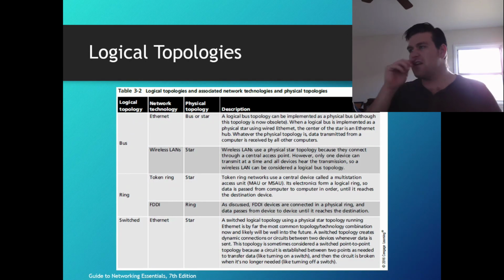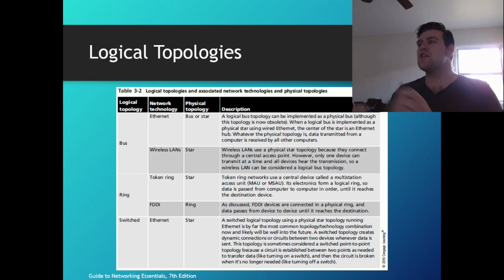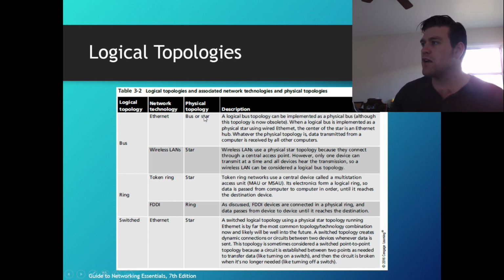So here's sort of a chart. I would review this just to really get a good grip on it. You see bus here for your logical topology. Physical topologies, there's a couple, bus or star. In the case of Ethernet, which we're going to look at in network technologies in a minute, and wireless LANs, it would be physical star, logical bus. This is the most common one that's still in place today, even in modern networks.